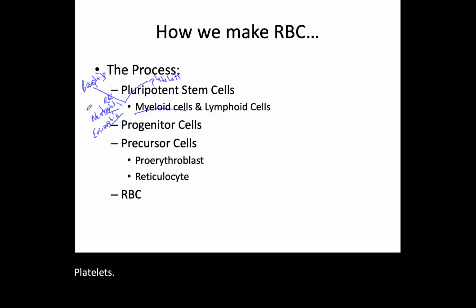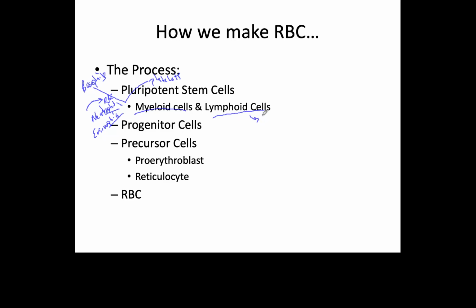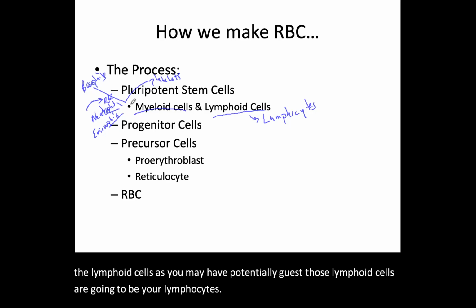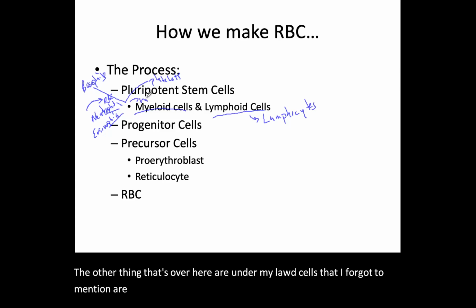Again, our look here is on the formation of red blood cells, but all of those cells are going to be derived from myeloid cells. And then the lymphoid cells, as you may have potentially guessed, are going to be your lymphocytes. And the other thing under myeloid cells that I forgot to mention are the monocytes as well.